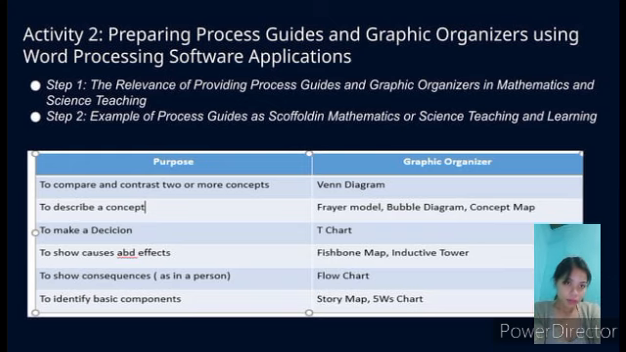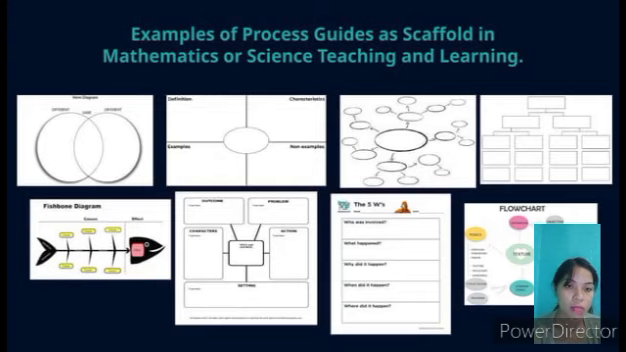So in our graphic organizers, the first example is the Venn diagram. We are very familiar with the Venn diagram. It is used to compare and contrast two or more concepts. So you can see here in the first picture, that is the Venn diagram. And for the second one, we have the Frayer model, bubble diagram, and concept map. Those three graphic organizers are used to describe a concept.